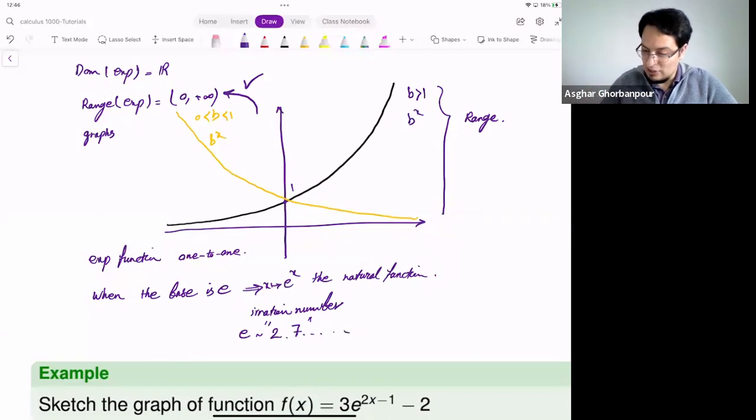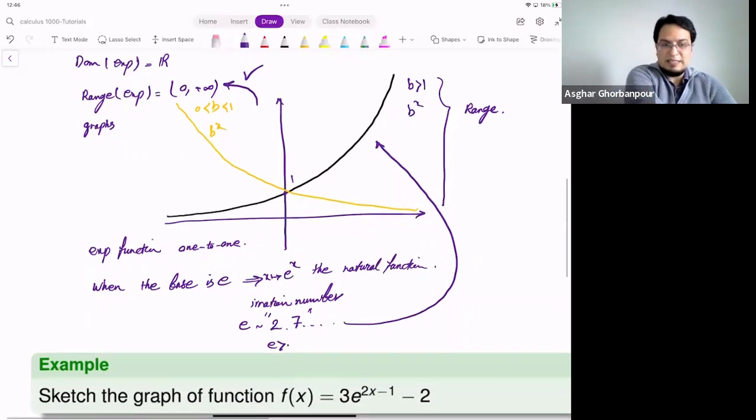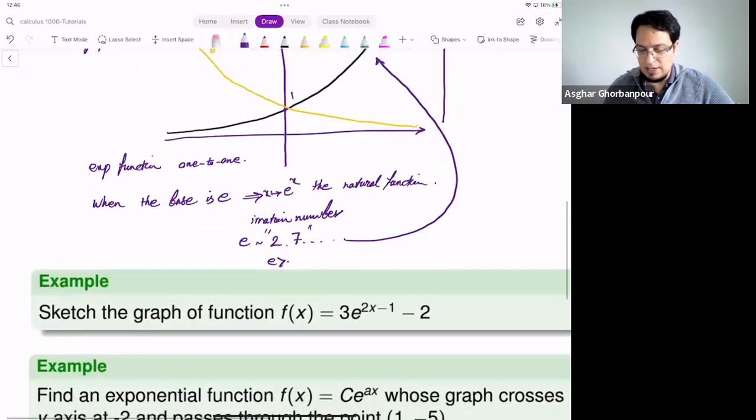And as a result of that, you see that e to the power x is going to have this graph, because e is bigger than 1. So the natural exponential function will be like that. Any questions, any comments here?